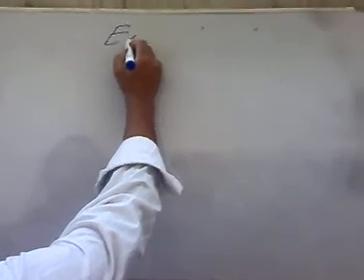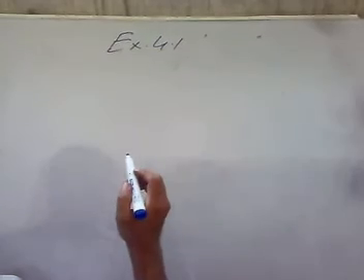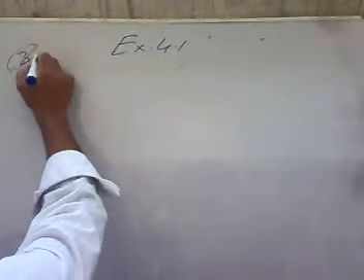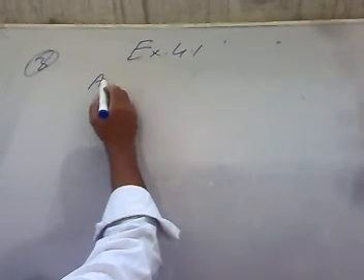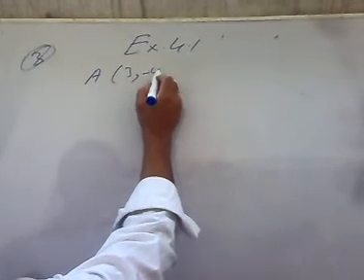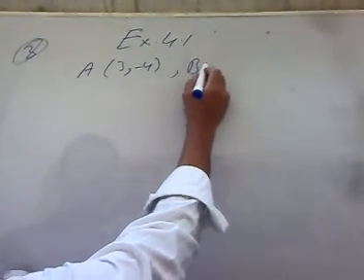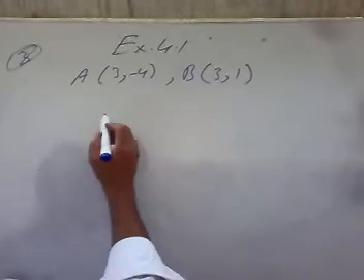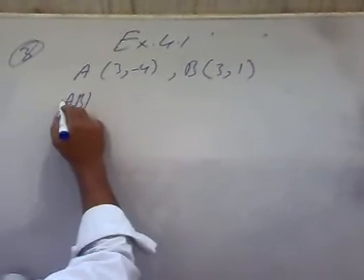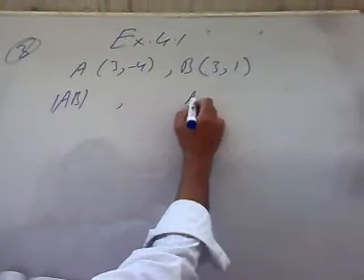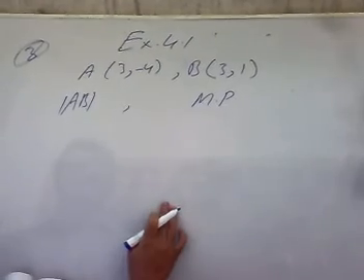Suppose there is exercise 4.1, and we have question number 3, and there are 2 points and we need to find the distance between the 2 points as well as the midpoint between those 2 points, and these points are (3, -4) and (3, 1). We need to calculate the distance between 2 points, that we denote by |AB|, and the other is the midpoint between A and B.